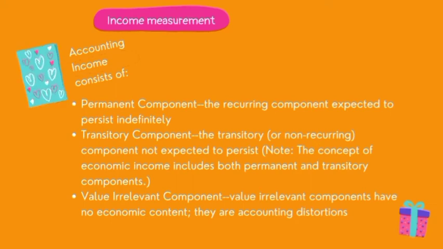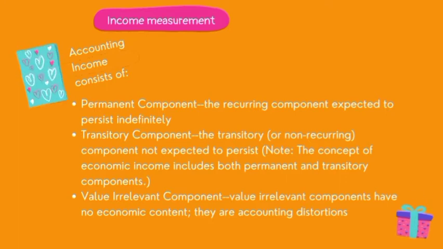Accounting income. Accounting income consists of 3 components. The first one is permanent component, transitory component, and value irrelevant component. Permanent component is the recurring component expected to persist indefinitely. Transitory component is non-recurring component not expected to persist. And value irrelevant components have no economic content. They are accounting distortions. A major case in analysis is identifying the permanent or recurring component of reported income.